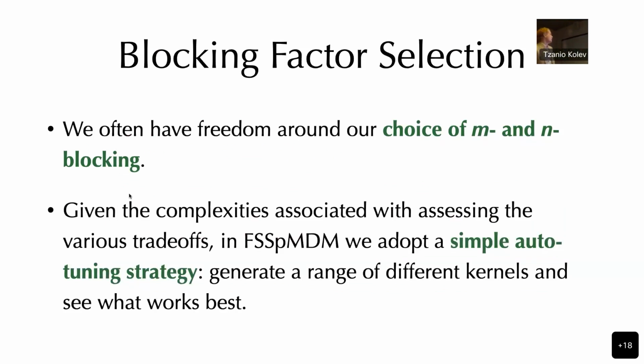So the way we handle this in FSSpMDM is through auto-tuning. We can generate kernels in milliseconds. So we just generate a bunch of kernels with different strategies, we auto-tune them, and we see which one works best. And we do that at runtime, so it's based off the matrices you'll be working with, their dimensions, and the hardware you're running on. And it seems to work out very nicely. So we just try a bunch of different M and N blocking factors, we auto-tune, and whatever gives us the best result, we go with.